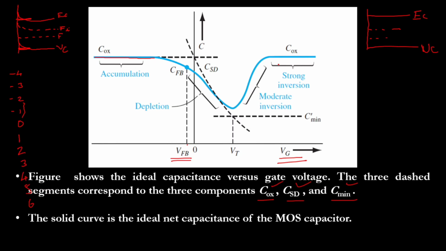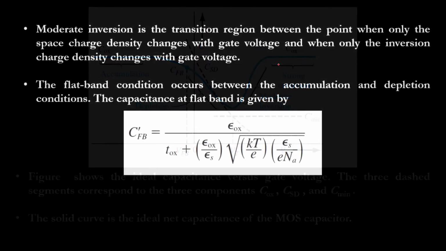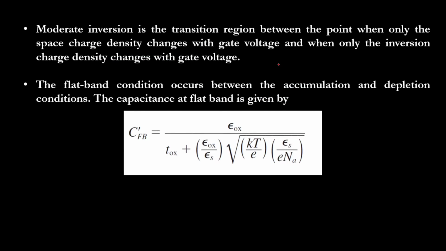So if we continue, this is the expression for the flat band capacitance. It's up to you, if you want to remember, you can remember it and mention it in the examination, otherwise no problem. So that is the flat band condition. The moderate inversion is the transition region between the point when only the space charge density changes with gate voltage and when only the inversion charge density changes with gate voltage. What does it mean?